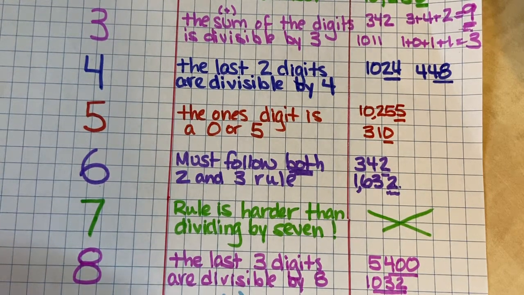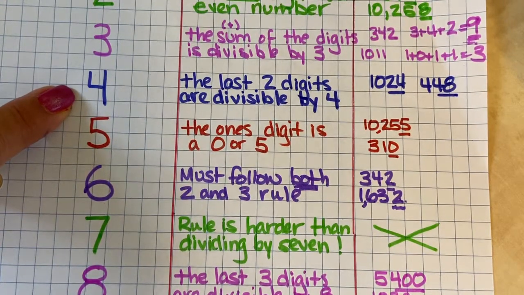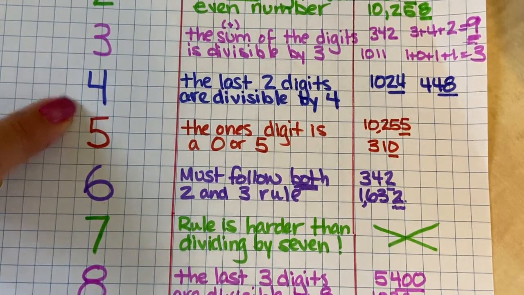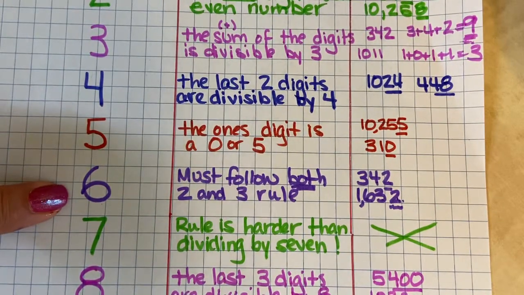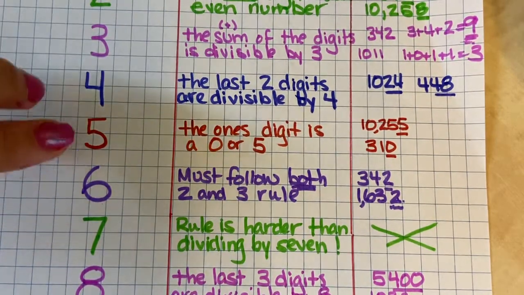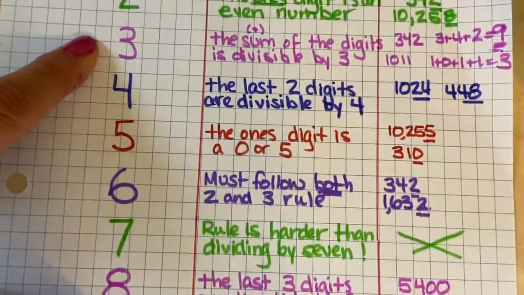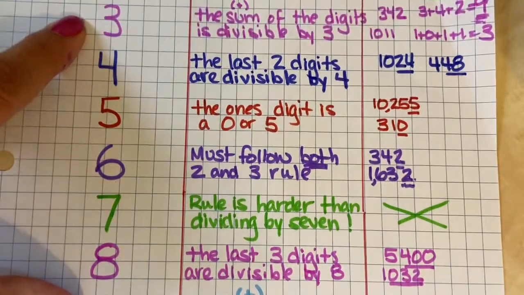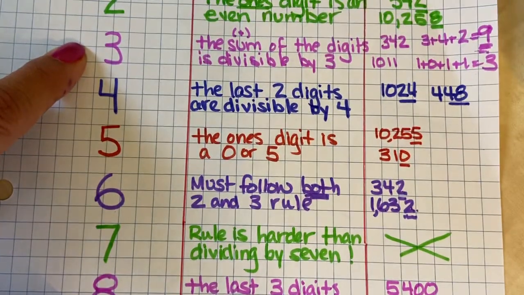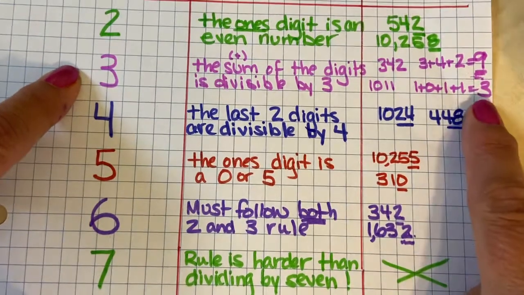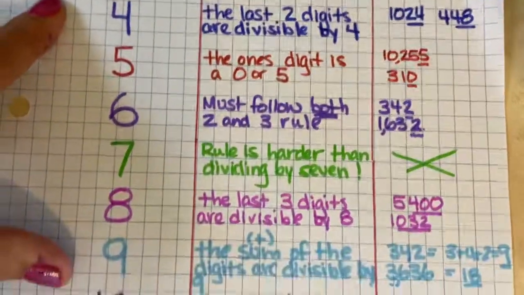Okay? Now, 4, the last 2 digits. That's pretty easy to remember. Okay? Just have to remember that one. 6, remember, if you know the 2 and the 3 rule, 6, well, it's got to be 2 times 3 is 6, so it has to fit both of those rules. 3 and 9 are where you add up the digits. Those are the only 2 numbers you add up the digits for, okay? So you just add all the digits in the number. If 3 goes into that number, then it's divisible by 3. If 9 goes into it, it's divisible by 9, okay?